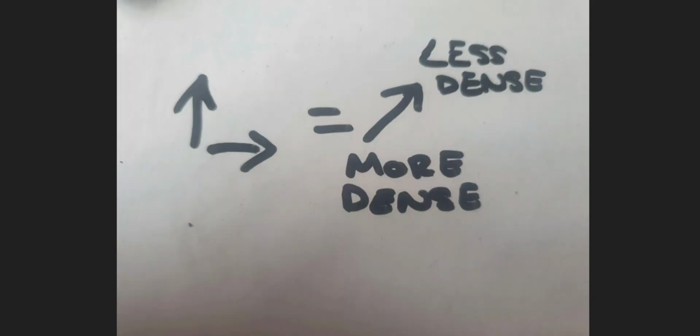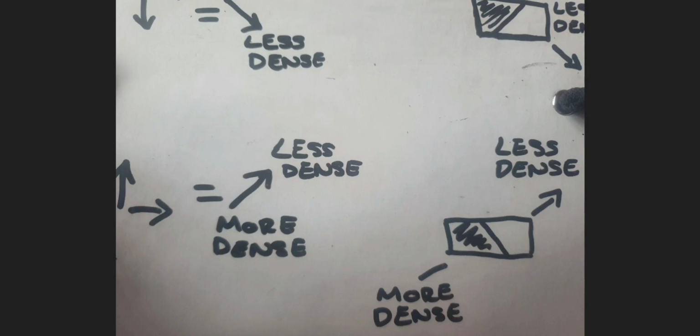If, however, we have an upwards acceleration and an acceleration to the right, then the acceleration will look like this, with more dense here and less dense here. So again, with the water and air, it will look something like this.